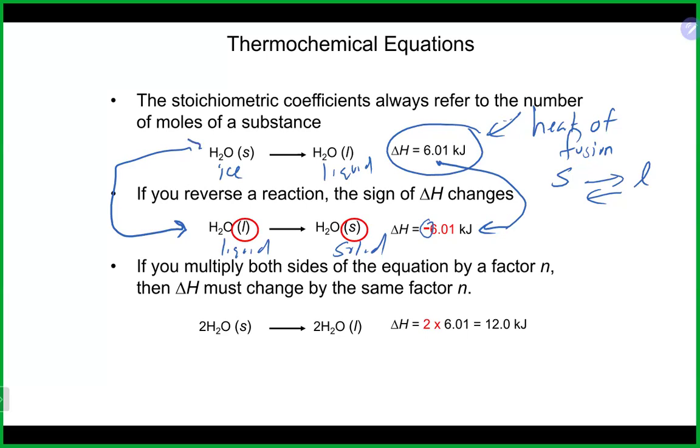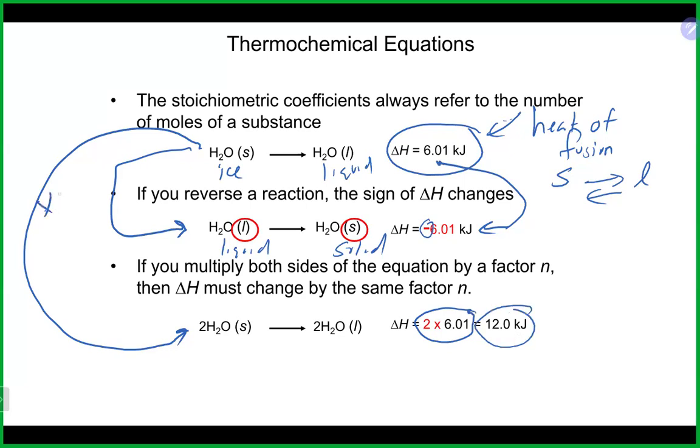Sometimes we're not interested in one water, but maybe we're interested in two waters. So we have to multiply that equation by 2 all the way across. How that affects the energy is we multiply the delta H by 2 as well. If you had to multiply by 3, you would multiply the energy by 3, multiply by 4, multiply the energy by 4, and so on. So if you multiply by a common number, we multiply the delta H by that same number.